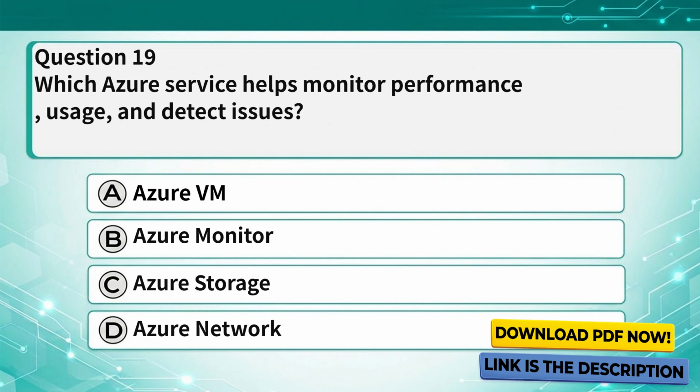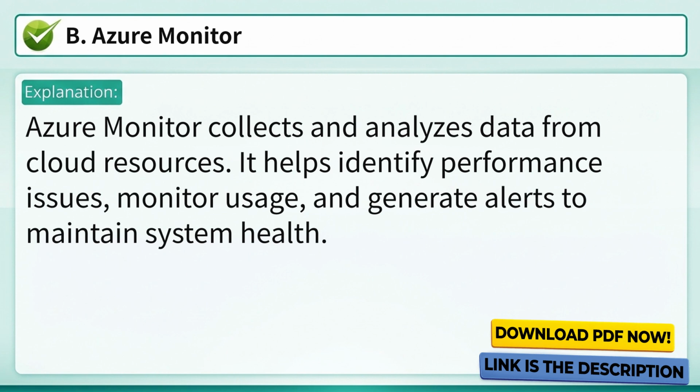Question 19. Which Azure service helps monitor performance, usage, and detect issues? A. Azure VM. B. Azure Monitor. C. Azure Storage. D. Azure Network. Answer. B. Azure Monitor. Explanation. Azure Monitor collects and analyzes data from cloud resources. It helps identify performance issues, monitor usage, and generate alerts to maintain system health.